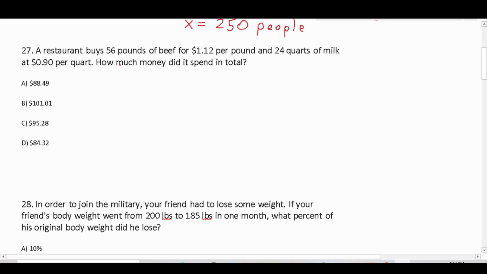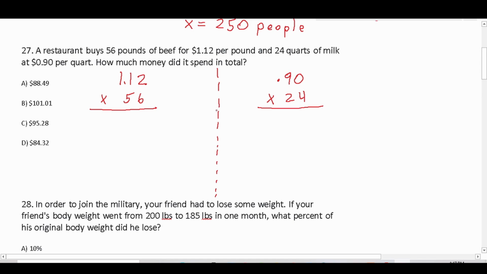The first instance of multiplication we're going to have to do is $1.12 times 56. And then the next instance we're going to have to do is going to be 0.90, which is 90 cents, times 24. Once we work these two things out, we're going to have to combine them to figure out how much money the restaurant spent in total. With that said, let's focus on one thing at a time here.